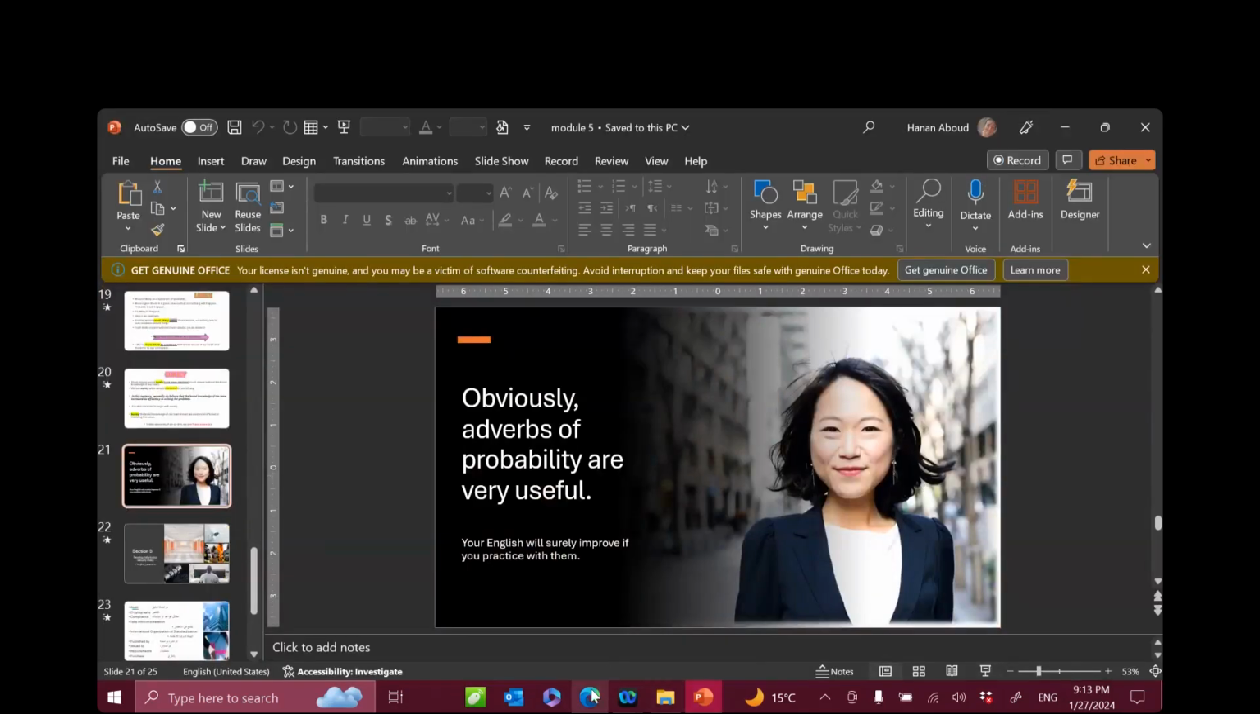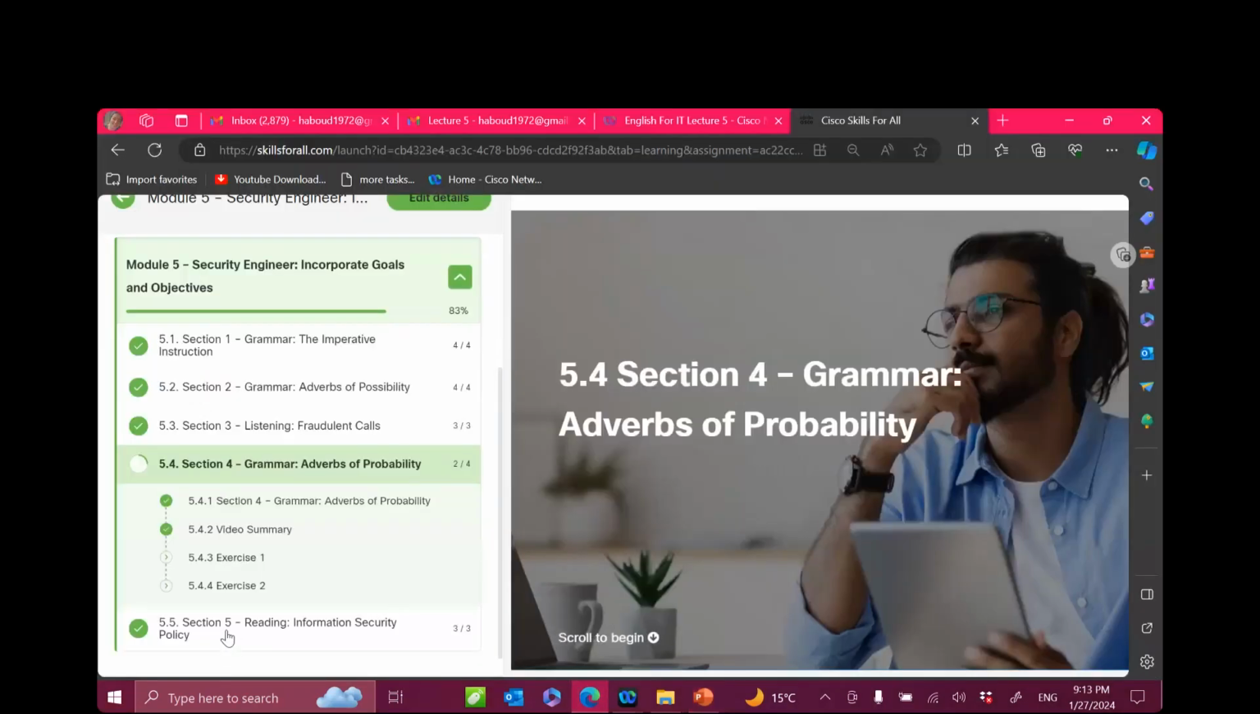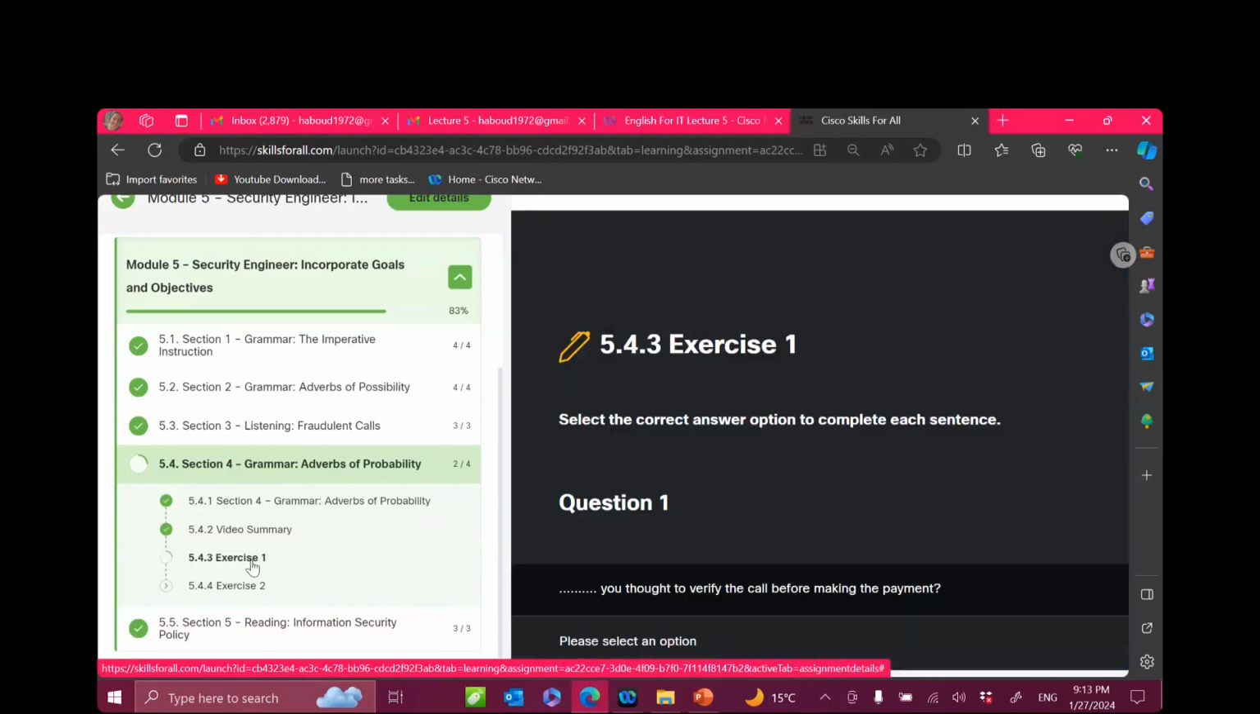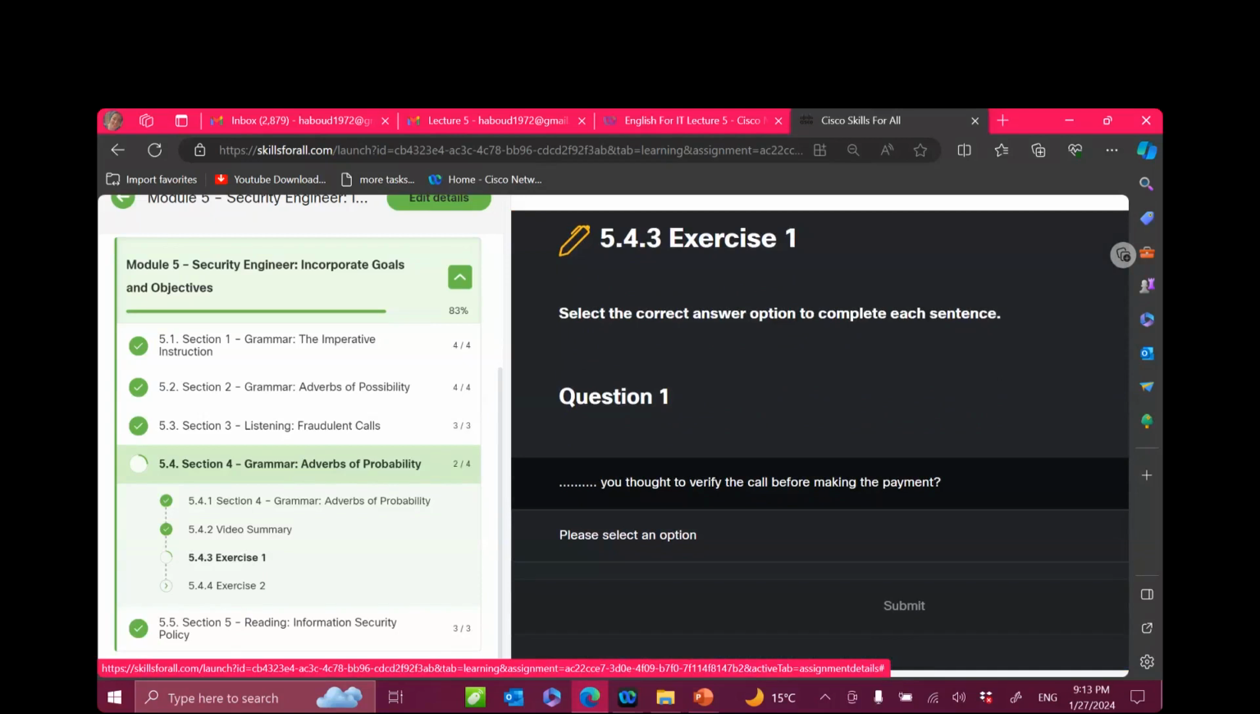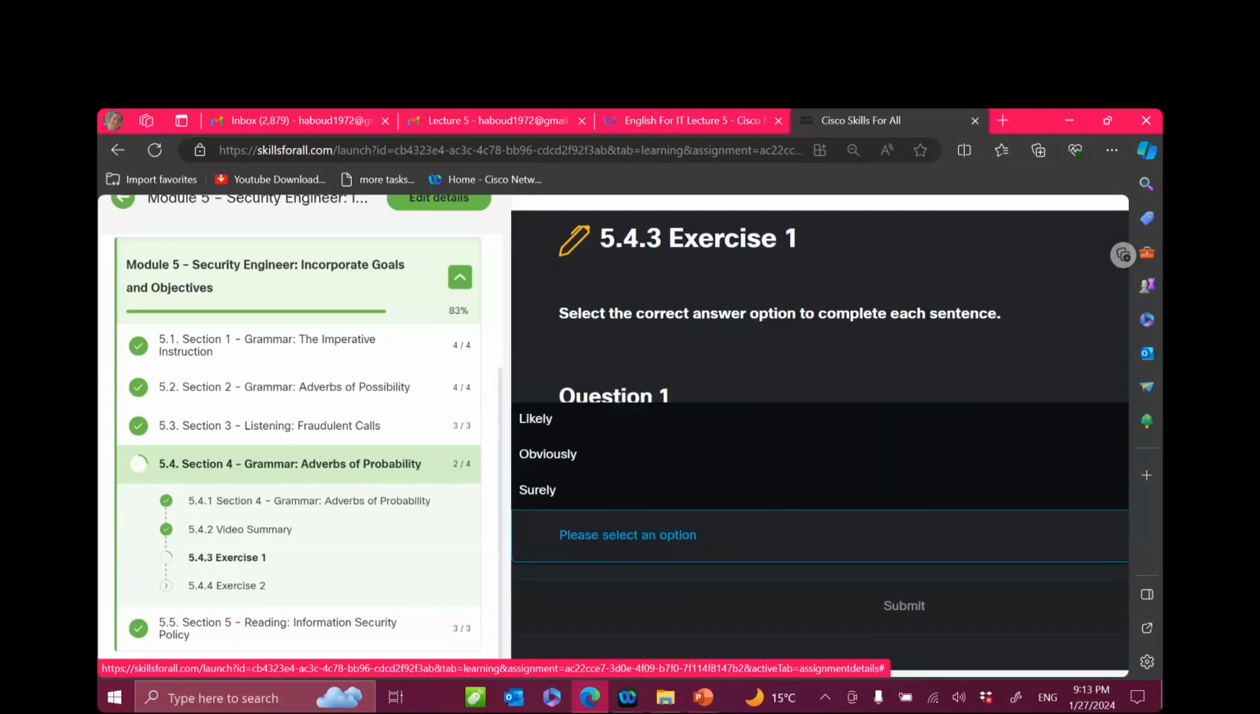Okay, let's do exercises. So exercise 1, select the correct answer option to complete each sentence. Question 1, you thought to verify the call before making the payment. What do you think? Likely, obviously, or surely?